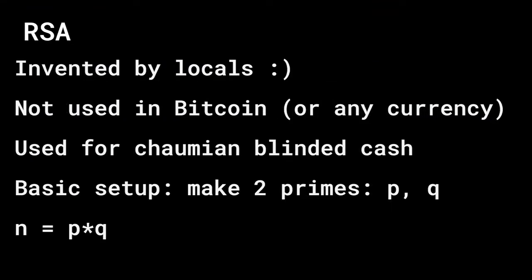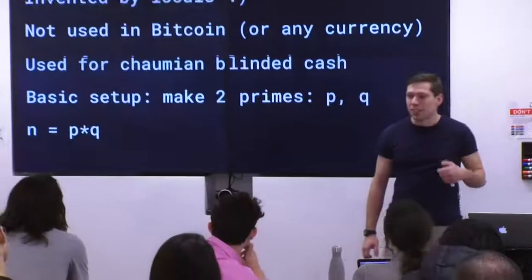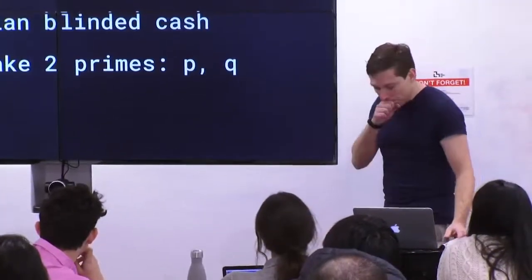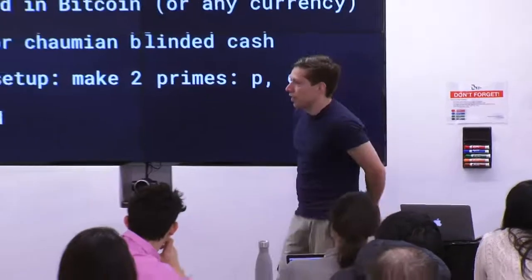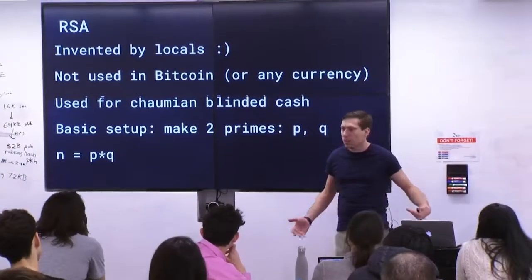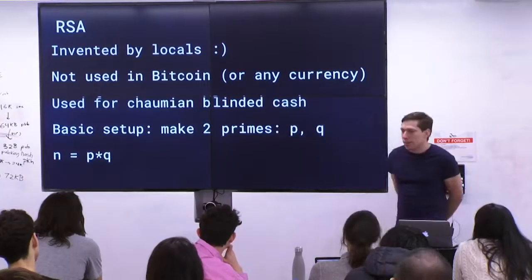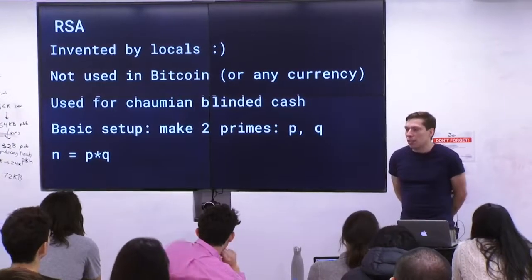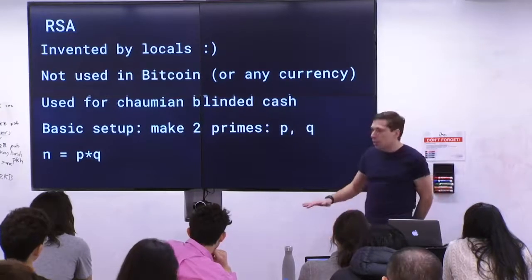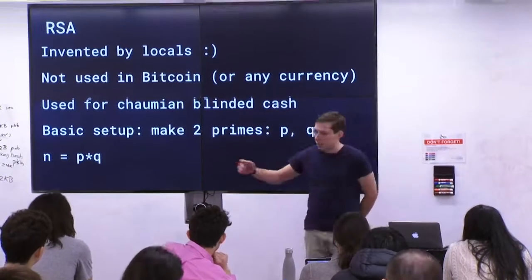Okay, so RSA was invented by locals. The R stands for Rivest. Ron Rivest is at CSAIL, and he's still working on cool crypto stuff. It's not used in Bitcoin or any currently operating cryptocurrency, because the signatures and keys are a bit larger than the later systems we'll see. Smaller than the hash-based things, but still a bit larger.